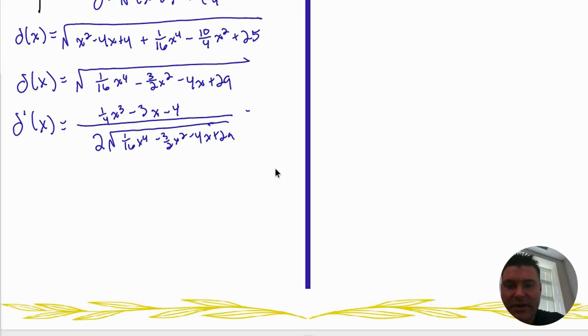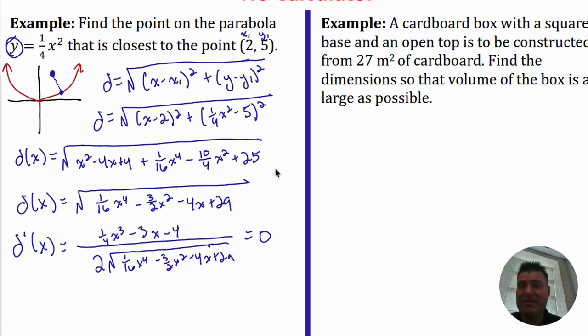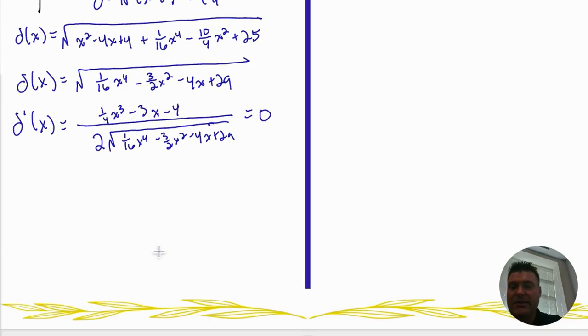We're going to set this equal to 0 now. When we do that, I don't care about the denominator equaling 0 because it's not going to happen. Distance is only positive, so we can only have positive distance. I'm not going to worry about it. I'm going to care about the numerator. The denominator will always be positive.